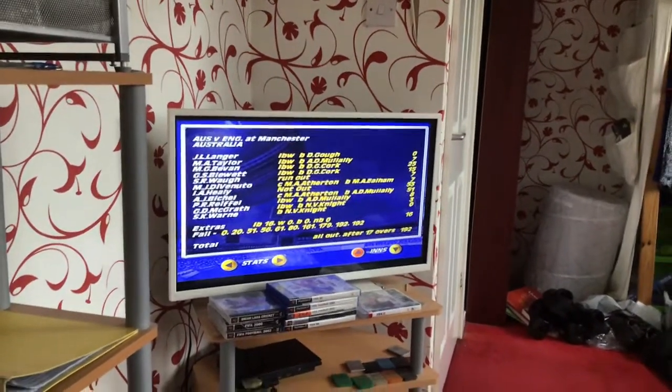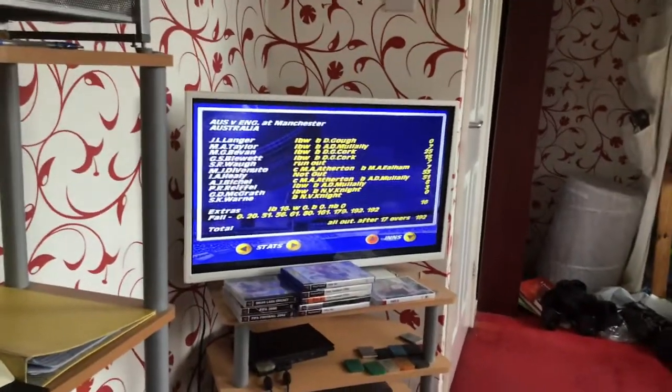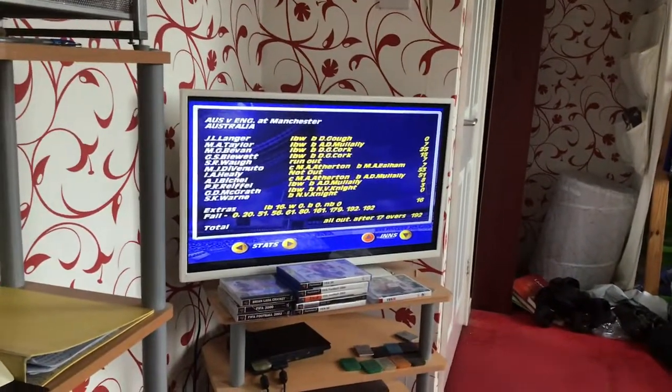They bowled pretty well against India. They haven't necessarily bowled unbelievably well here against England, and they certainly didn't bowl well against Sri Lanka.